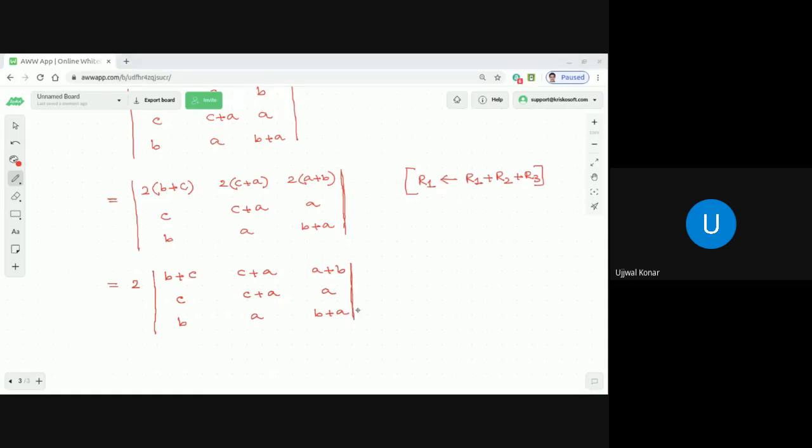Correct? Now after that, what we can do? Let us think together. If you look into it, what comes to my mind is that we can do R2 is equal to R2 minus R1.